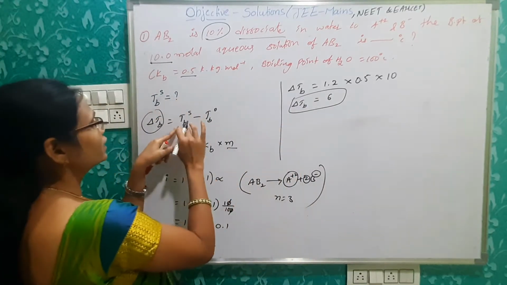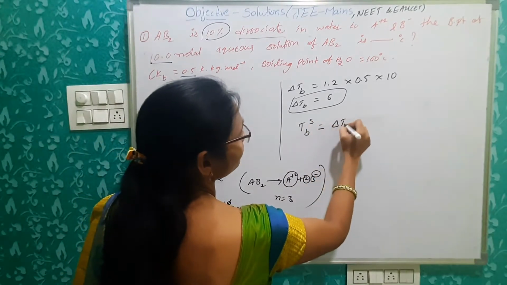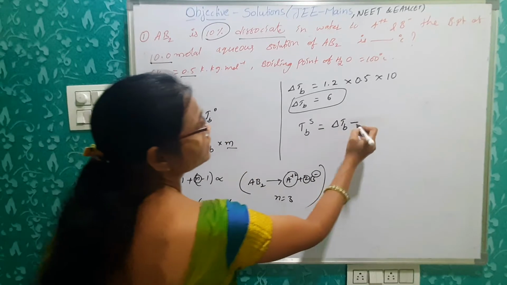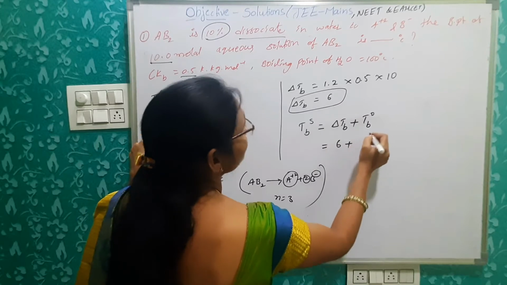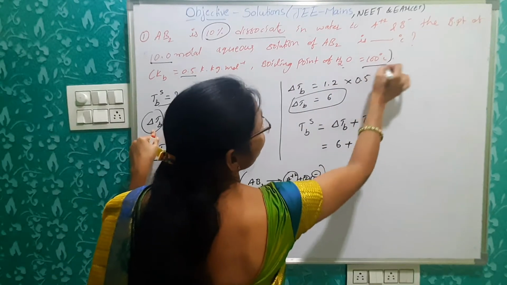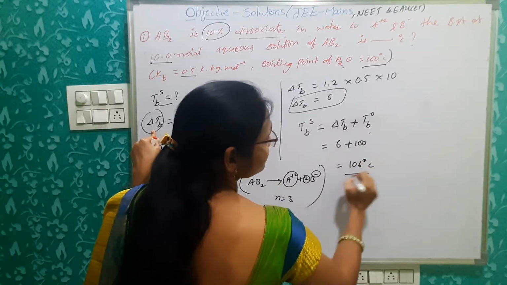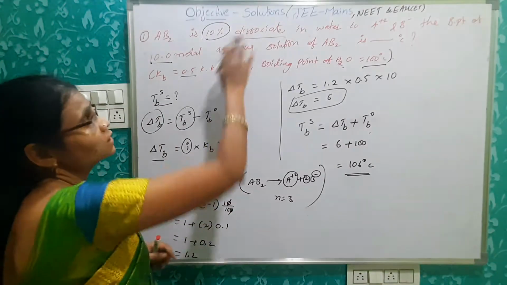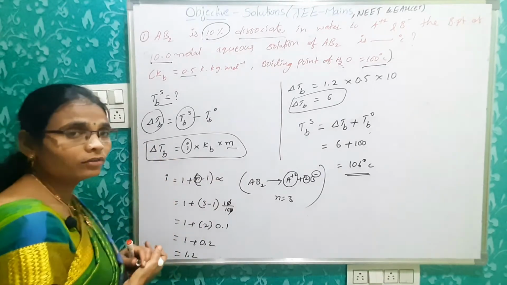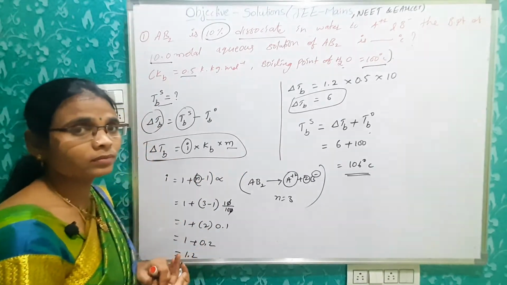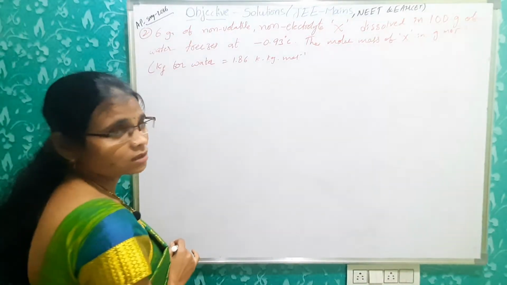Now we have to calculate TBS. TBS is equal to delta TB plus TB naught. Delta TB is calculated as 6. TB naught, the boiling point of water, is given as 100 degrees Celsius. So simply 106 degrees Celsius. If dissociation or association is given, we can use the modified formulas of colligative properties. Clear? Next, second problem. This was a previous bit, AP Engineering 2016.